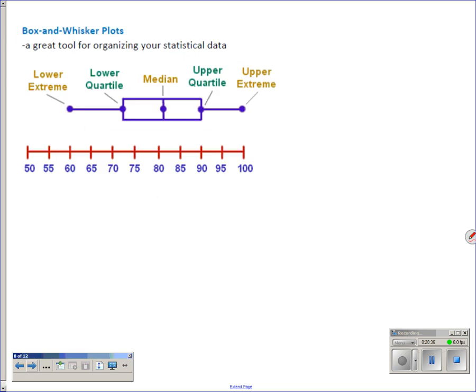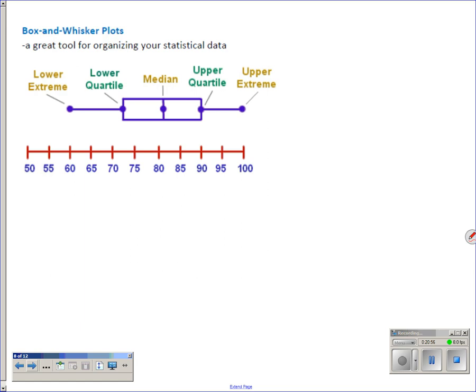Okay. Like I said, those numbers are put into a box and whisker plot on a number line for us to be able to read and interpret. A box and whisker plot is going to look different depending on how much data you have in each spot. It could be all bunched together, it could be spread out. It's just a great tool to describe spread.